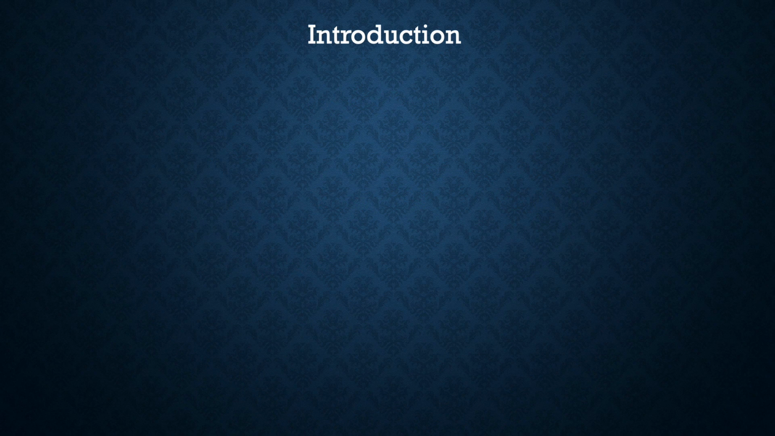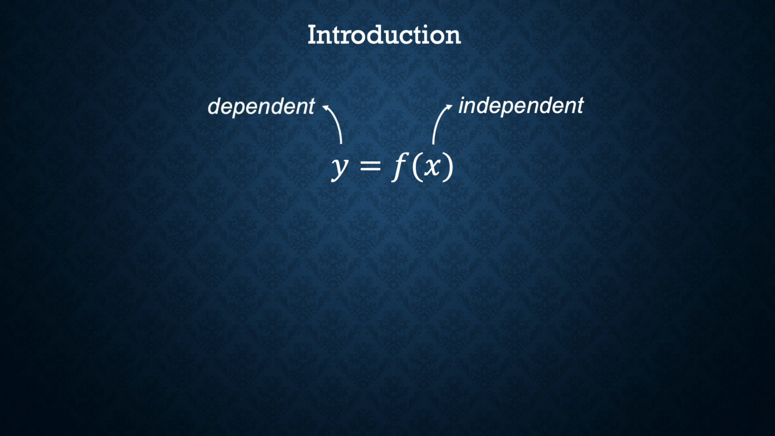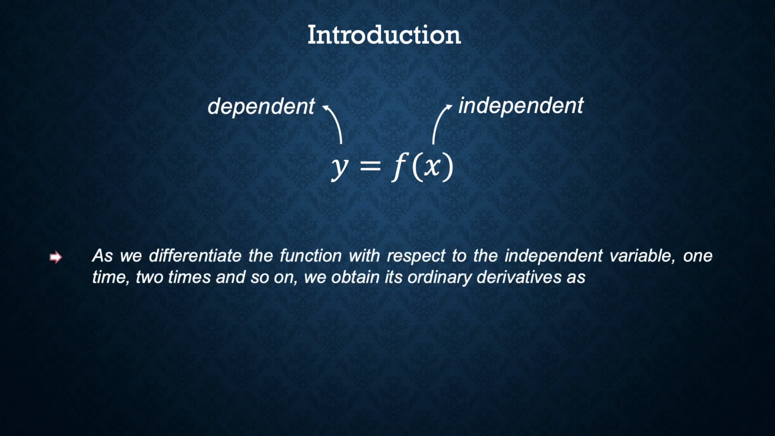Let's say that we have a function y equals f of x, where x is the independent variable and y is the dependent variable. As we differentiate the function with respect to the independent variable 1 time, 2 times and so on, we obtain its ordinary derivatives as dy over dx, d square y over dx square and so on.